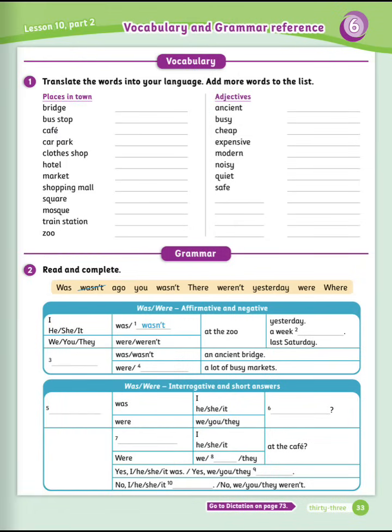Exercise number 1. Translate the words into your language. Add more words to the list. Places in town. Bridge. Bus stop. Cafe. Car park. Clothes shop. Hotel. Market. Shopping mall. Square. Mosque. Train station. Zoo.